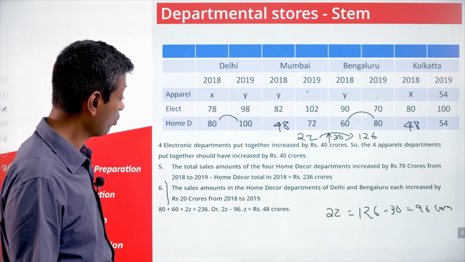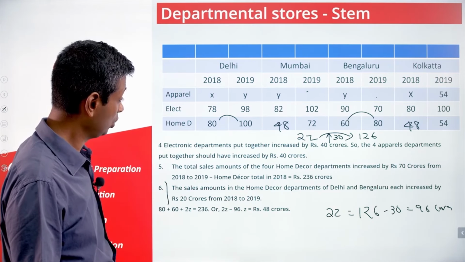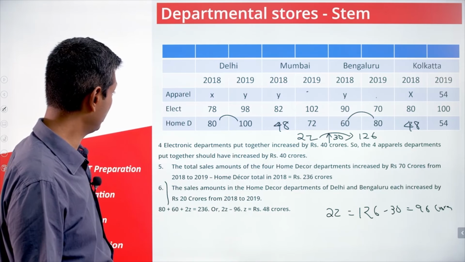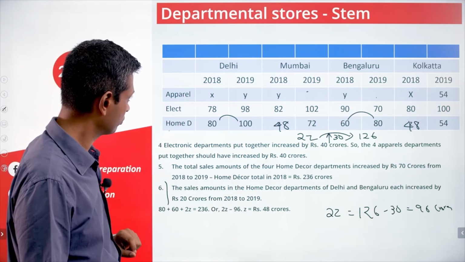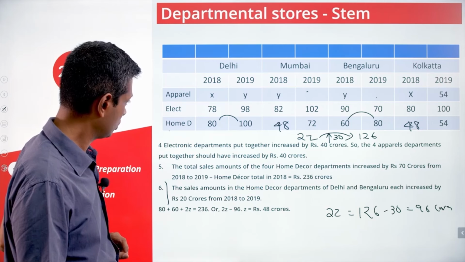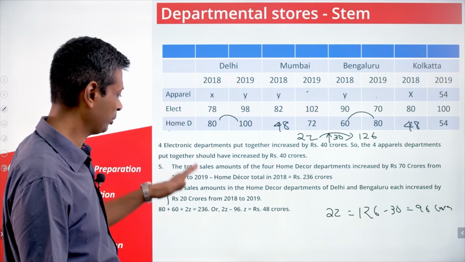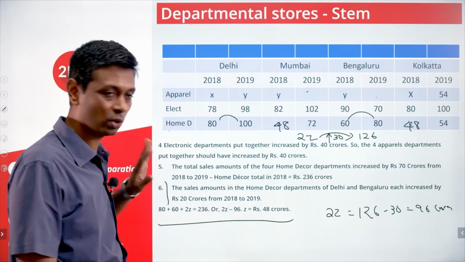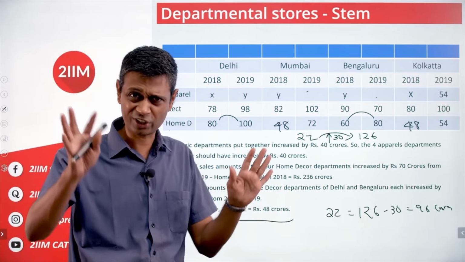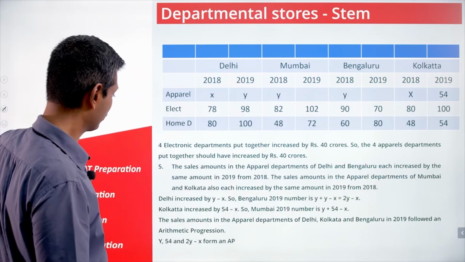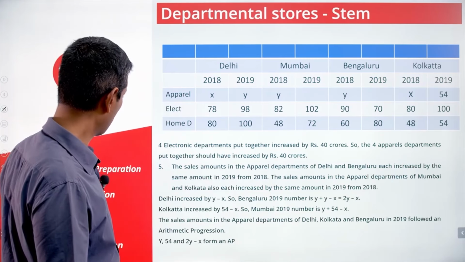The sales amounts in the home decor departments of Delhi and Bengaluru each increased by rupees 20 crores from 2018 to 19. Home decor of Delhi and Bengaluru each increased by 20. So this is a math thing, this should be 48 crores remaining. This is just a computational part. It's not a constraint. Sorry. We've got that. We've got Z is 48. Let's fill that in. Let's go to the next part.